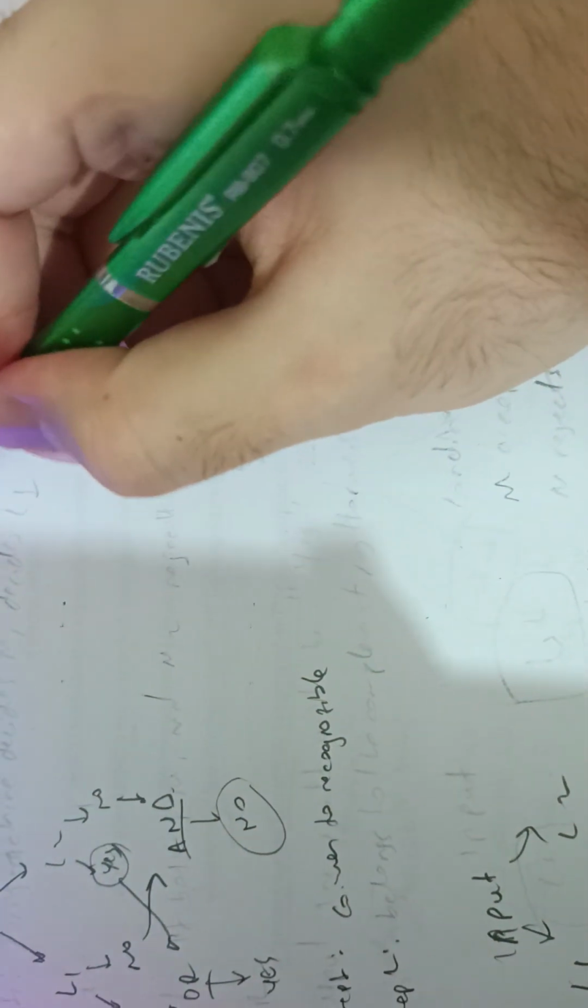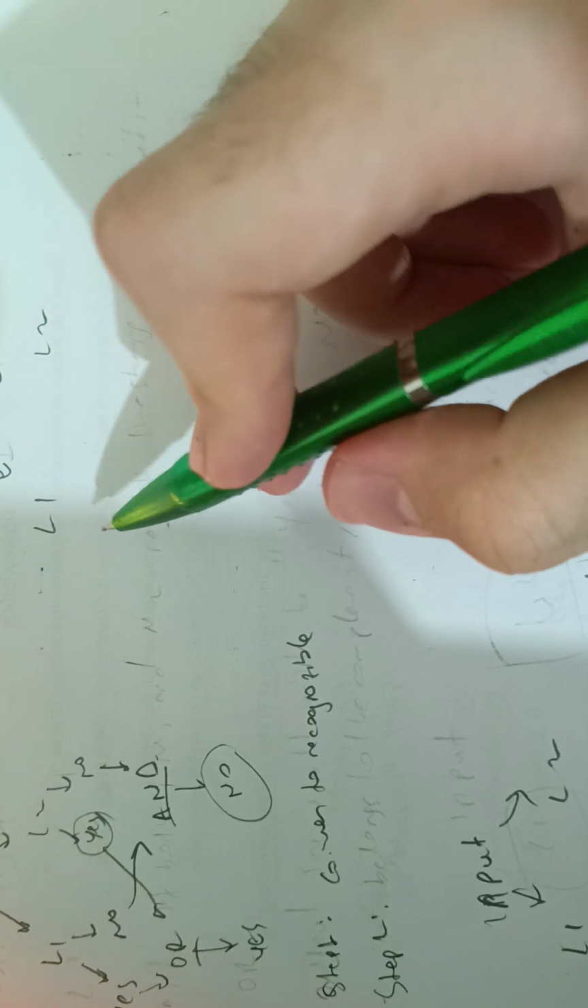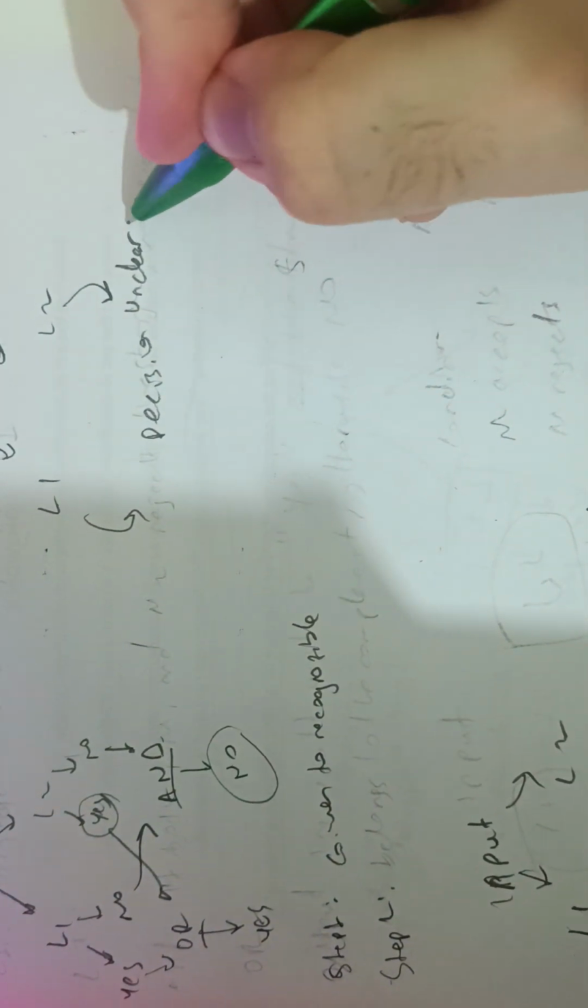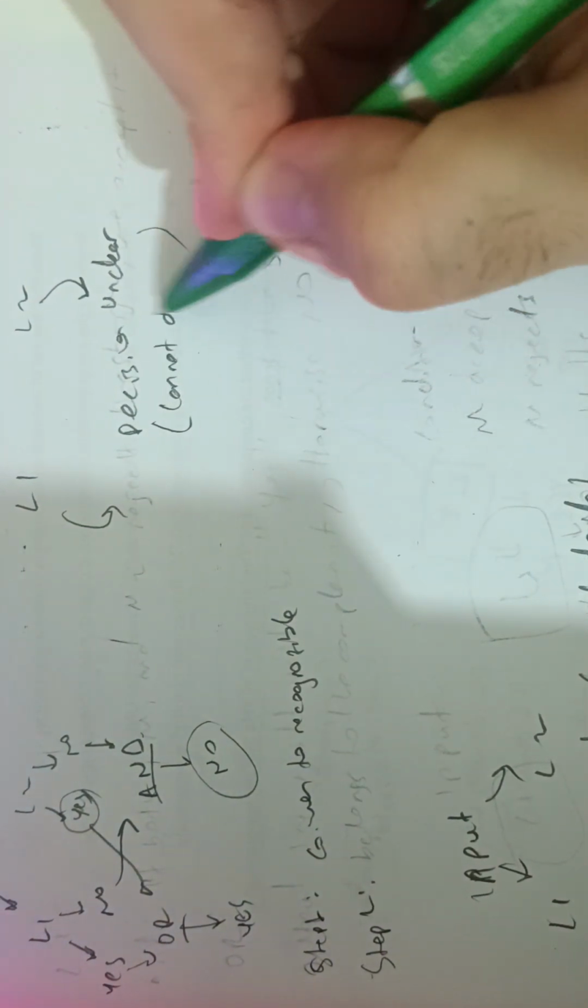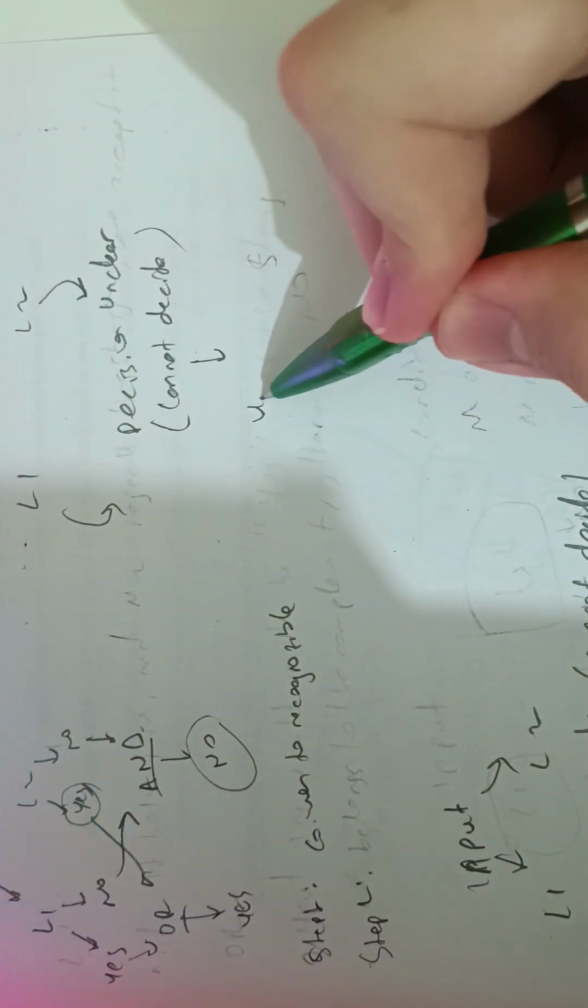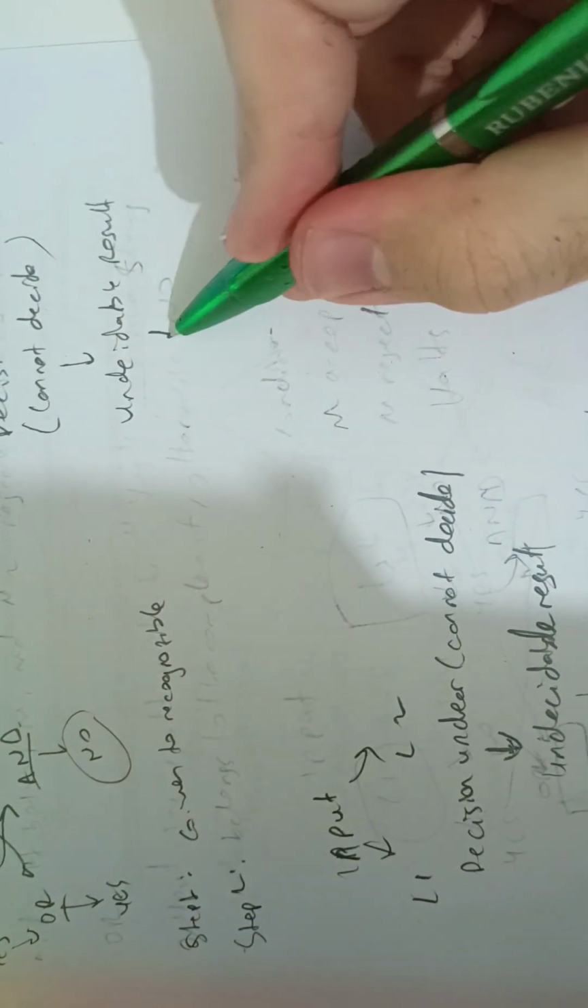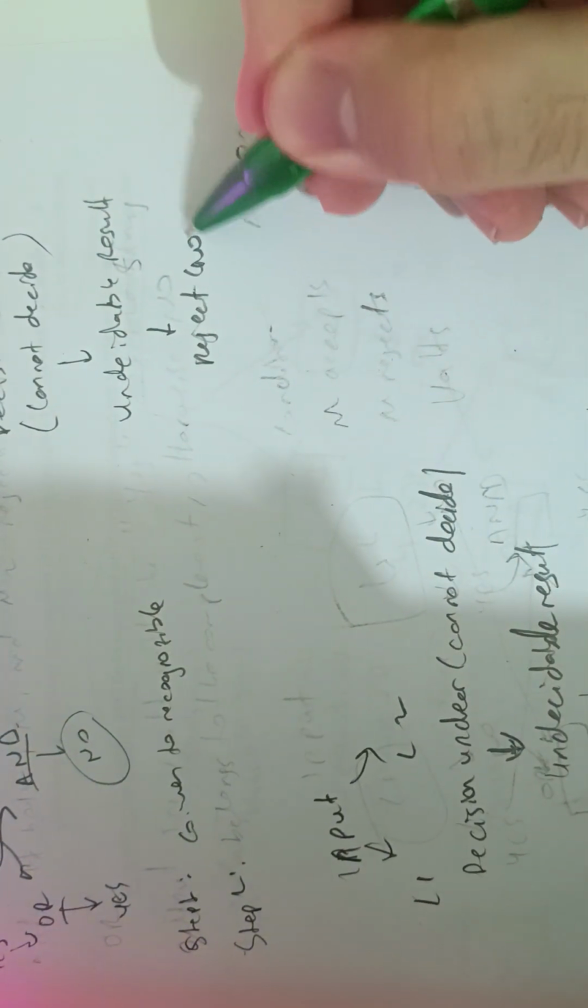From here, I am starting with input and L1 and L2, and after that the whole way goes to decision unclear. The main important thing: cannot decide. This part is important. After that, undecidable result. Okay, after that, rejection. Let me explain.